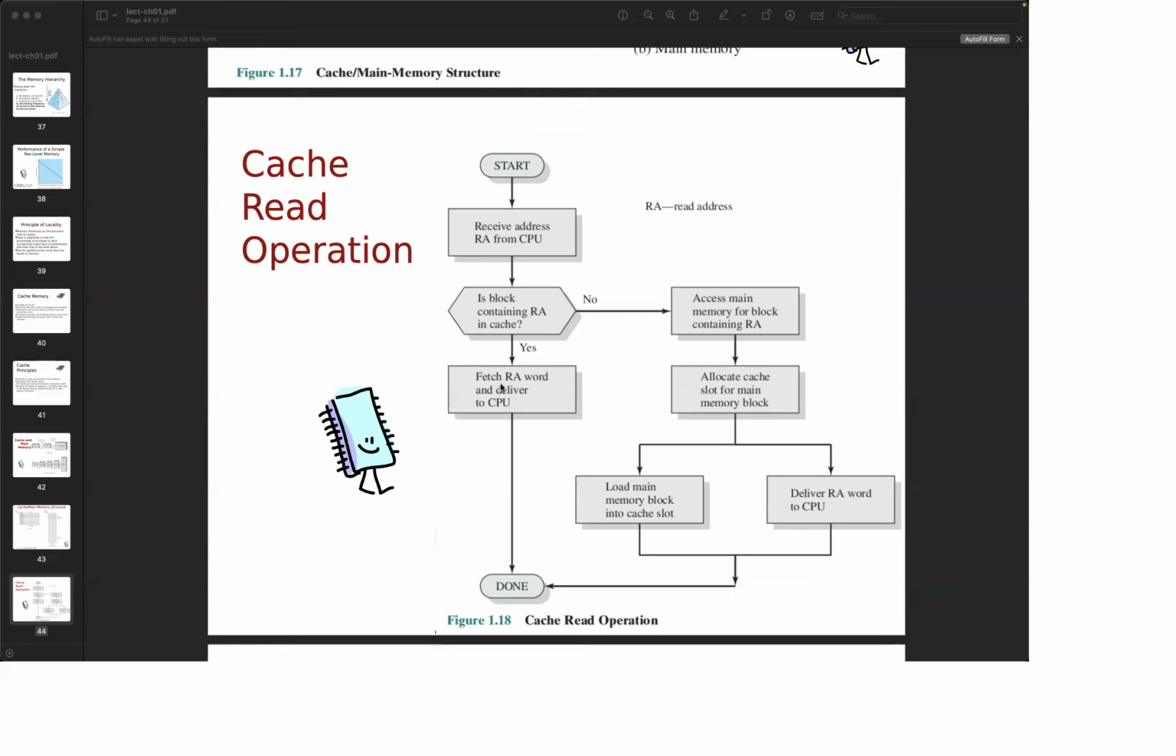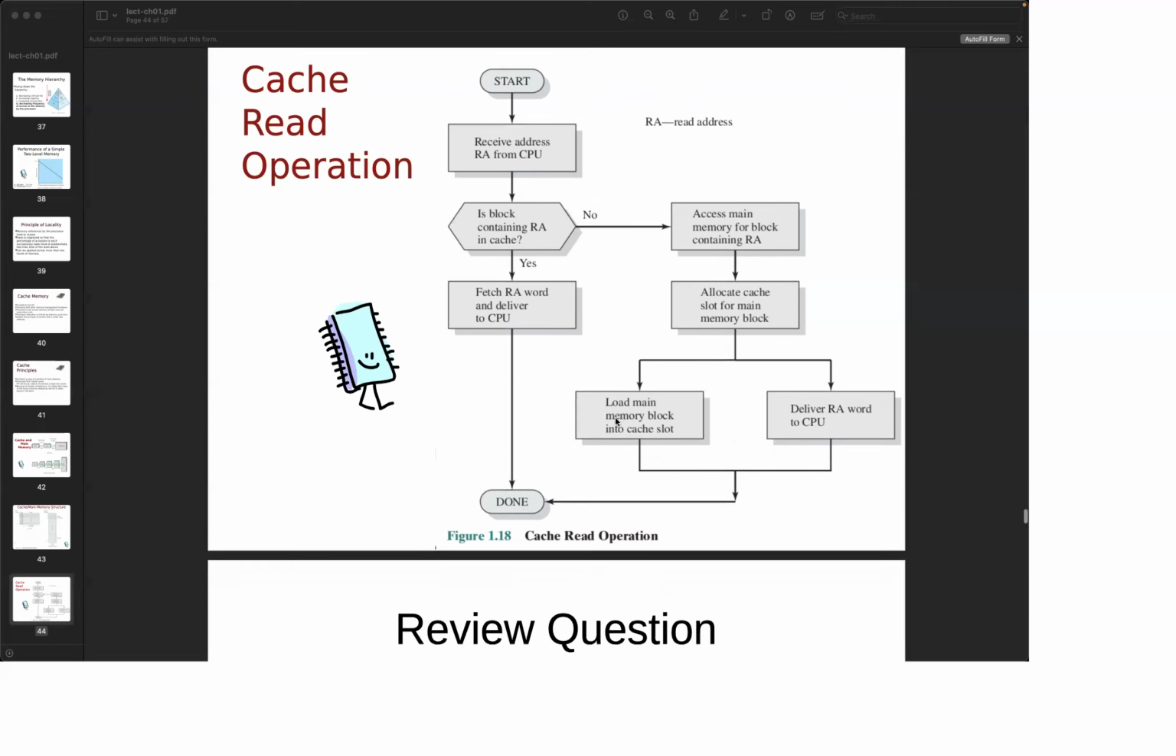The normal way is that this RA will have a word, and then we just deliver it to the CPU. So it's done, simple. If no, that means the cache doesn't contain the data we need. So we need to access the main memory for the block which contains the RA. Then allocate a cache slot for the main memory block, load the main memory block into the cache, and at the same time also deliver the RA word to the CPU. That's how we save it.